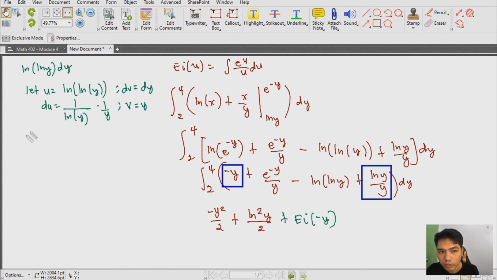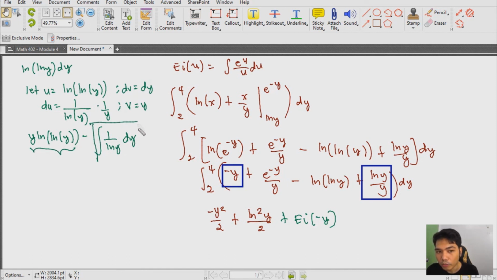So from this, uv becomes y ln of y, and then minus the integral of v du. So that is actually y over y. So that is 1 over ln of y dy. Okay, so this is our expression. Y ln of y, and then minus 1 over ln of y dy. So this expression, so yan na yung una natin term.